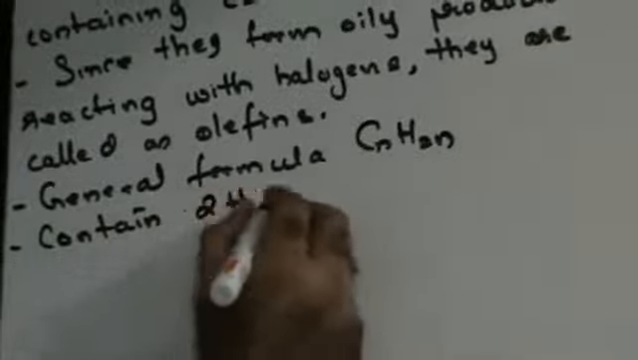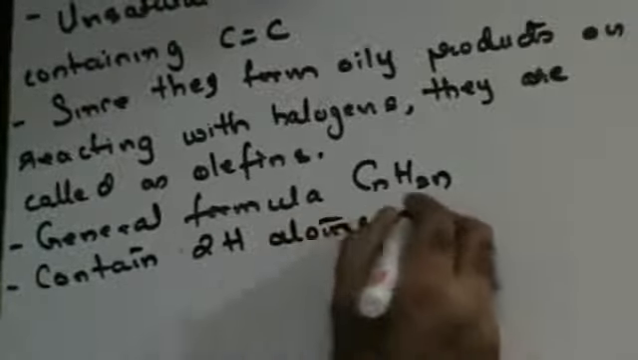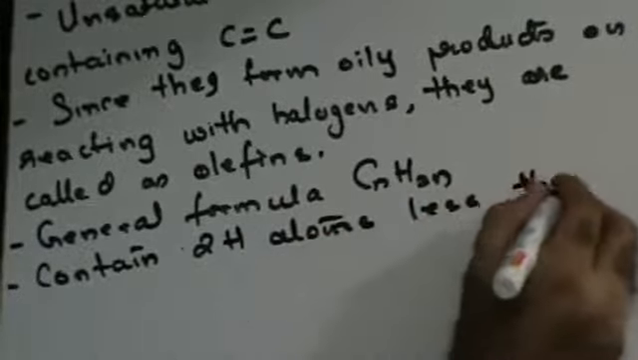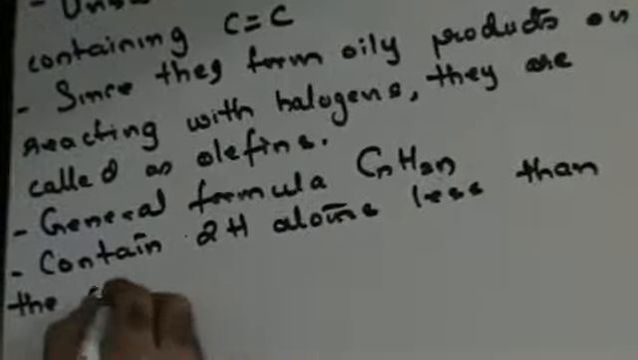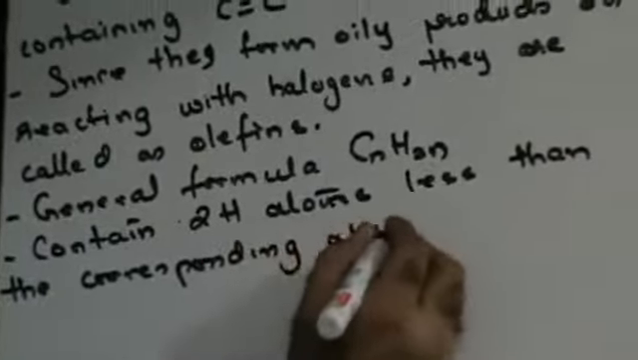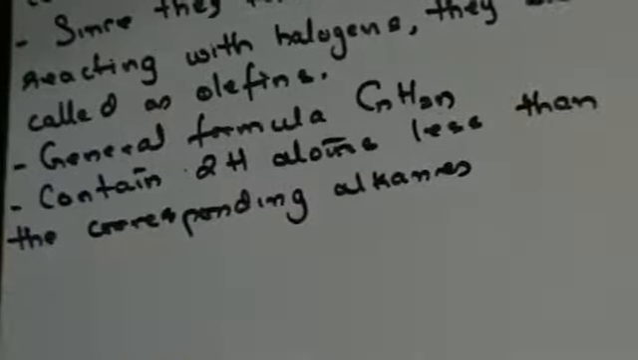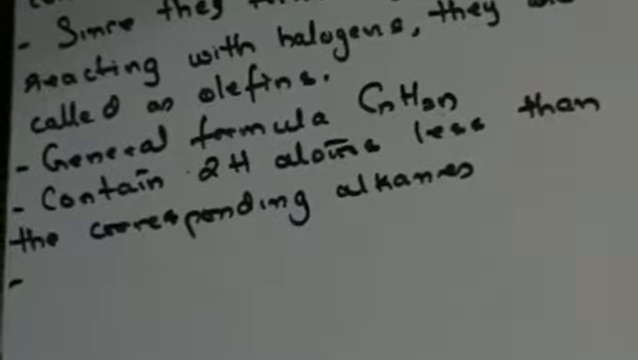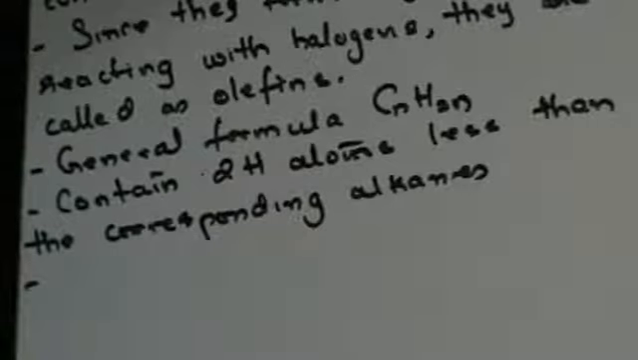They contain two hydrogen atoms less than the corresponding alkanes. Right? Next, what else can I say about them? The double bond in alkenes is also called as ethylenic or olefinic bonds. Alkenes are more reactive than alkane due to the presence of double bond.